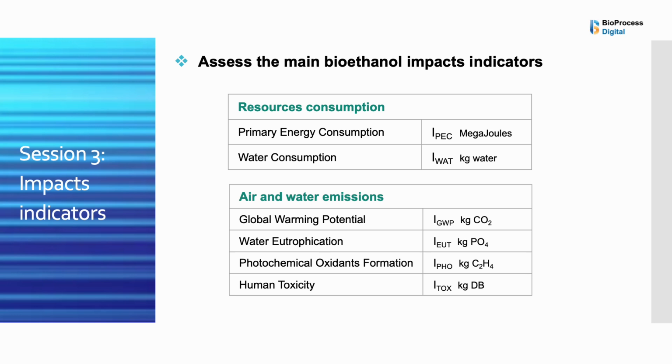In Session 3, you will evaluate the indicators for 6 environmental impacts: 2 impacts related to resources consumptions, primary energy consumption in megajoules, water consumption in kilograms or cubic meters, 4 impacts related to water and air emissions, global warming potential in kilograms CO2, water eutrophication in kilograms phosphate, photochemical oxidants formation in kilograms ethylene, human toxicity in kilograms dichlorobenzene.